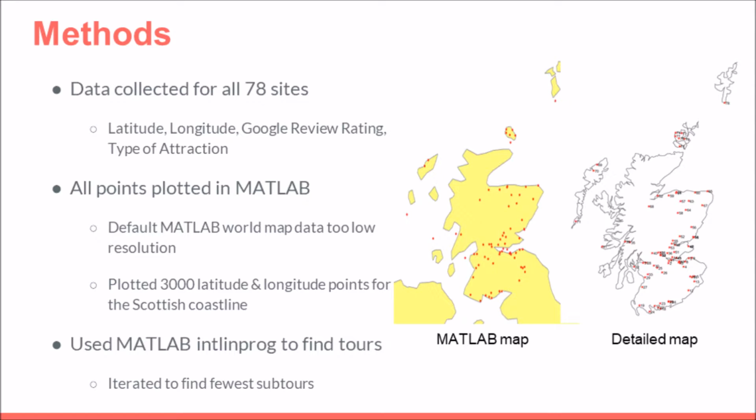I used a website that allowed me to click on a large number of points on a world map and it would generate a CSV file of the latitude and longitude for each point. I used this site to click around 3,000 points along the Scottish coastline and then plotted those points in MATLAB in order to create the map to the right. The Historic Scotland sites were again plotted, but with the number that corresponded to the Historic Scotland brochure on the previous slide. In order to solve the position data for the shortest path, I used the intlinprog method in MATLAB.